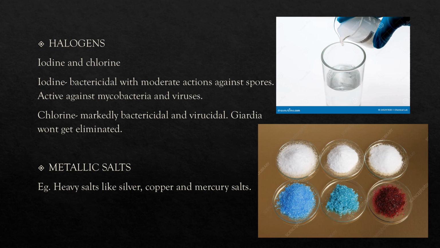Next are the halogens. Two halogens are used, iodine and chlorine. Iodine is used because it is bactericidal and has moderate action against spores. This is active against mycobacteria and viruses. And chlorine is markedly bactericidal and virucidal. However, Giardia lamblia won't get eliminated if we use chlorine. Metallic salts, we have examples like silver, copper, and mercury salts that perform as excellent disinfectants.